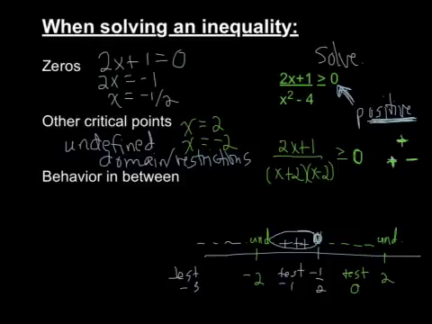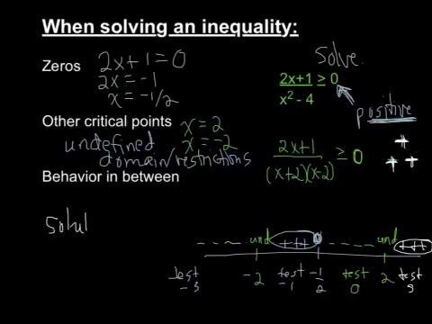Lastly, we will test a number to the right of 2. Let's say 5. 2 times 5 plus 1 is positive. 2 plus 5 is positive. 5 minus 2 is also positive. Very positive, very encouraging. We have positive outputs. Positive divided by positive is positive. And look, another set of numbers to add to our solution set.